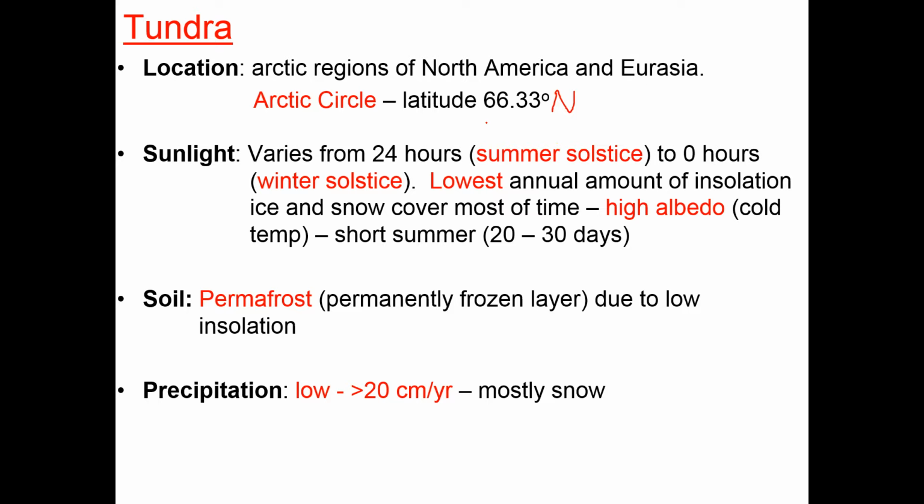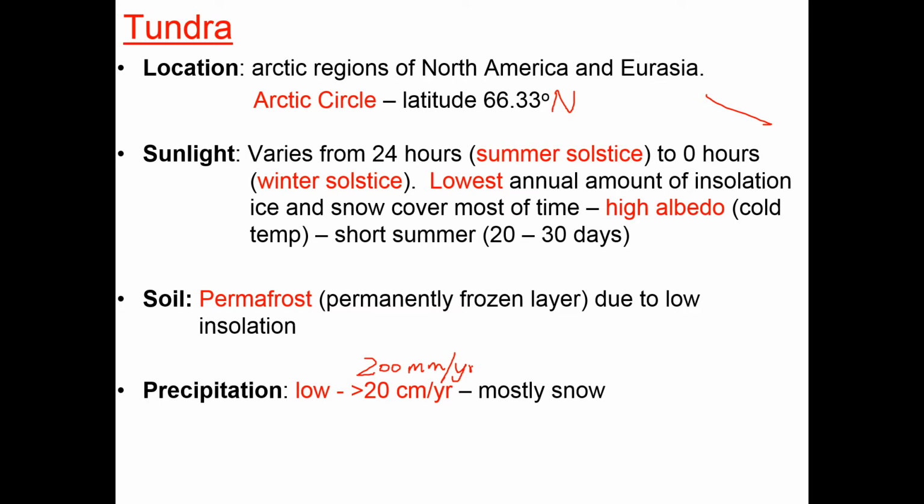The only thing you might notice is we don't always measure using centimeters. Sometimes we use millimeters, so 200 millimeters per year. You might see most precipitation measured in millimeters or centimeters, and I just want to show it here. Precipitation is very low. It's usually 20 centimeters for the entire year.